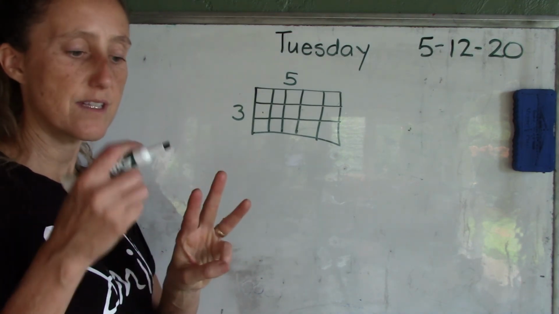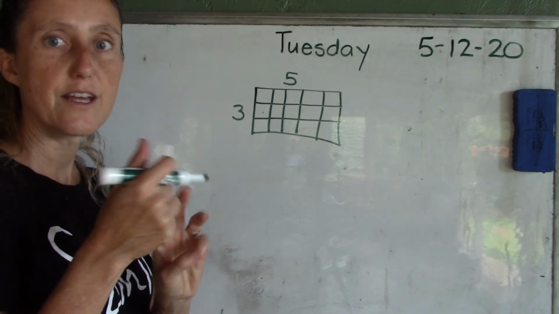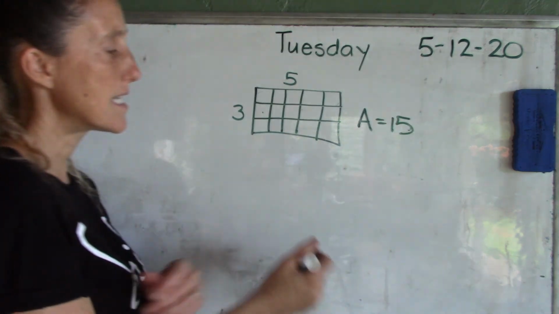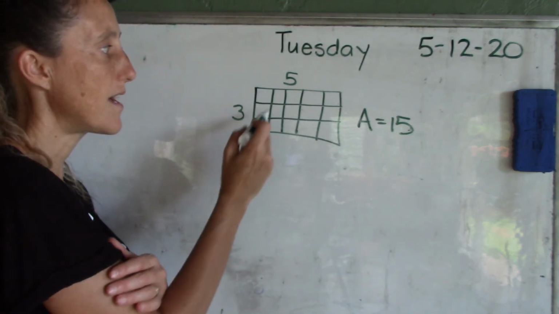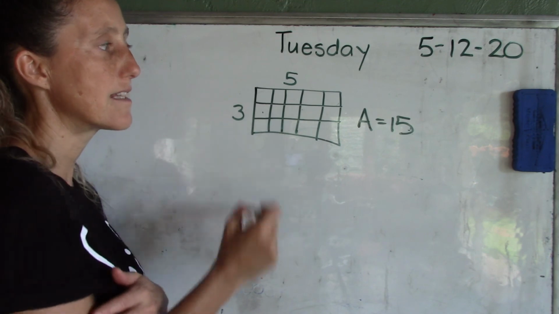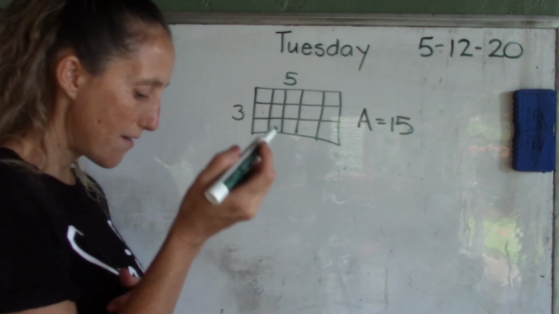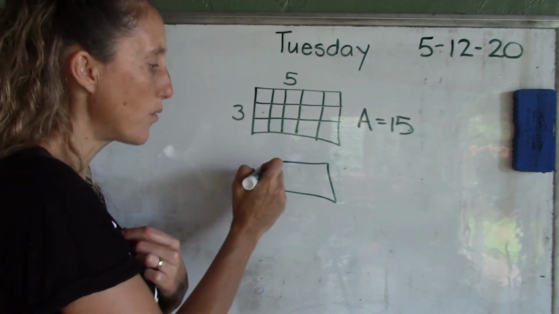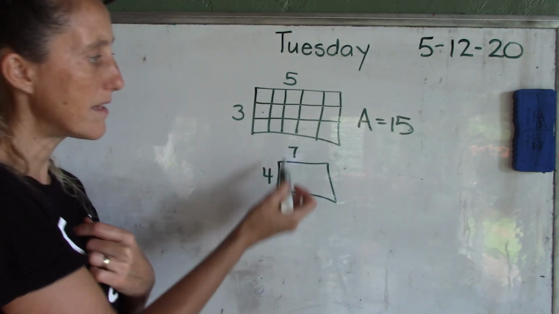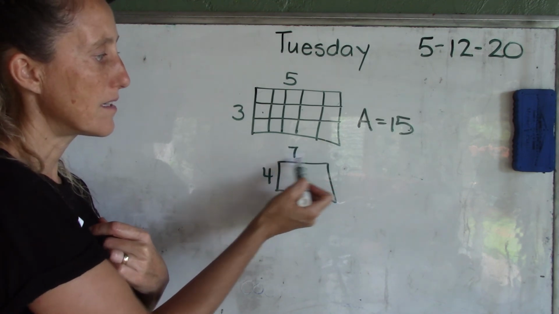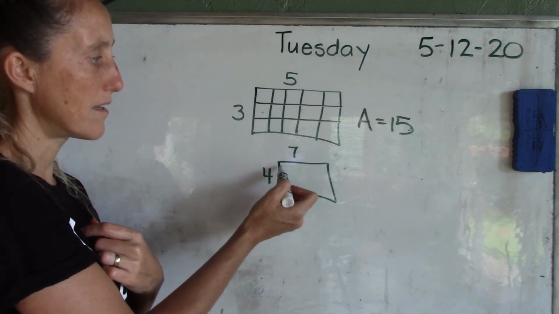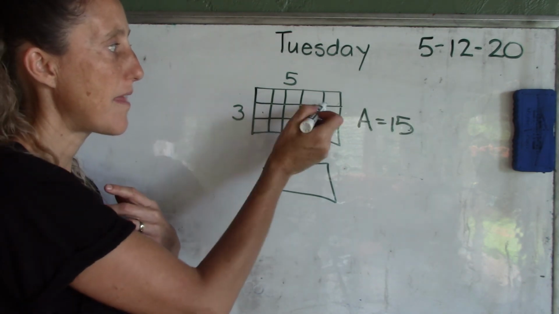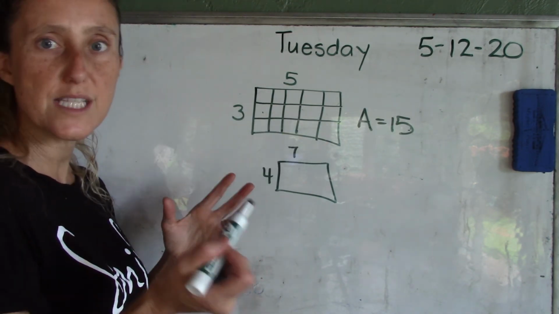So 3 5s. 5, 10, 15. So the area is 15. And if you counted these squares, you would find that there are 15 squares inside of that rectangle. If we had another rectangle, but there were no squares inside, and they only gave you these 2 numbers, 7 blocks going the length and 4 going the width, you could still find it without having those blocks there, because you just do the same thing.